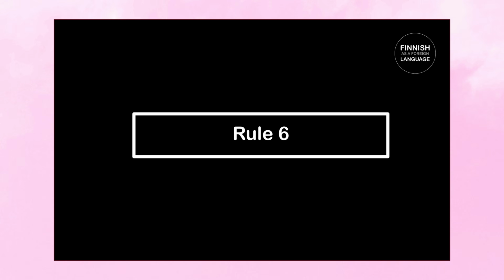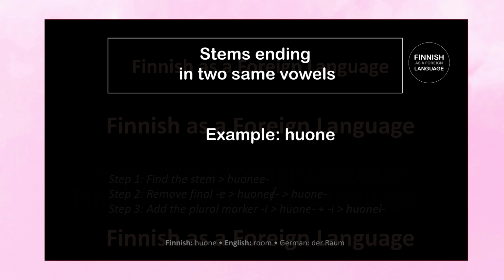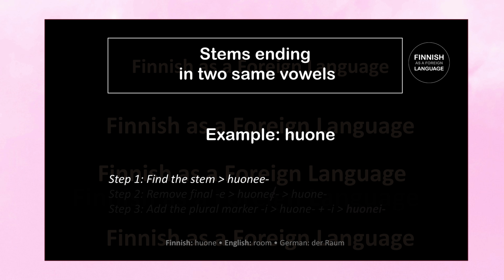Next one, rule number 6. Stems ending in 2 same vowels. For example, huone means room in English. In the first step, we have to find a stem, which is huone. Here we have 2 e's at the end. So in other words, we have 2 same vowels.